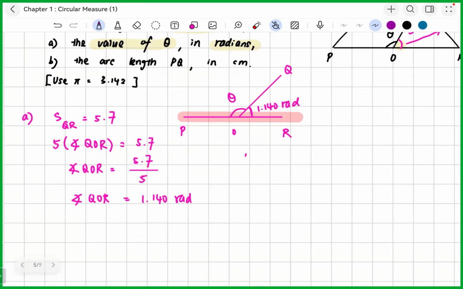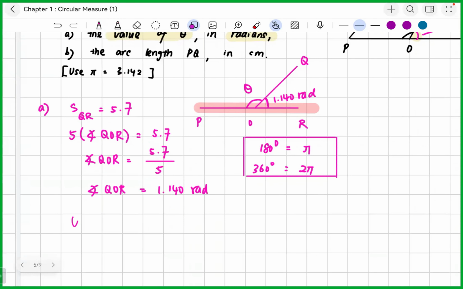So 180 degrees equals pi. Okay, you have to memorize it. 180 degrees equals pi, and 360 degrees equals 2 pi. These two, you have to memorize so that you can do the questions quickly. Because in this chapter all the angles used must be in radian unit, so 180 degrees equals pi.